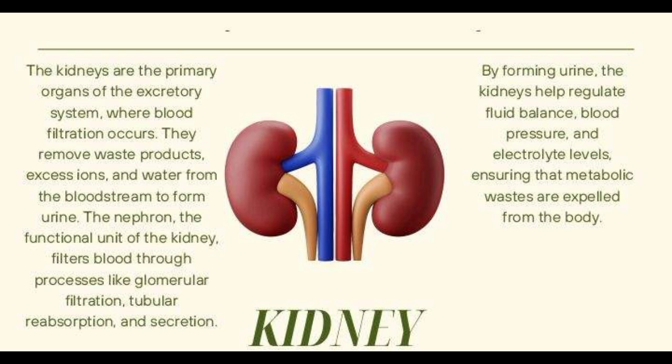Kidney. The kidneys are the primary organs of the excretory system, where blood filtration occurs. They remove waste products, excess ions, and water from the bloodstream to form urine. The nephron, the functional unit of the kidney, filters blood through processes like glomerular filtration, tubular absorption, and secretion. By forming urine, the kidneys help regulate fluid balance, blood pressure, and electrolyte levels, ensuring the metabolic wastes are expelled from the body.